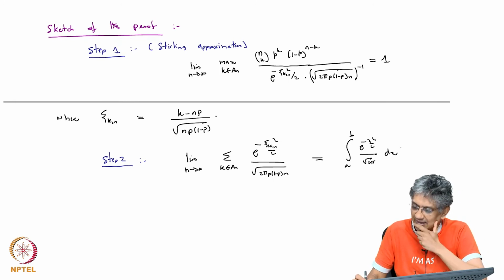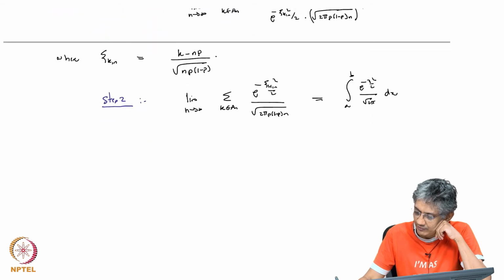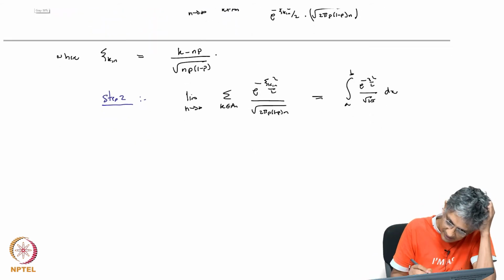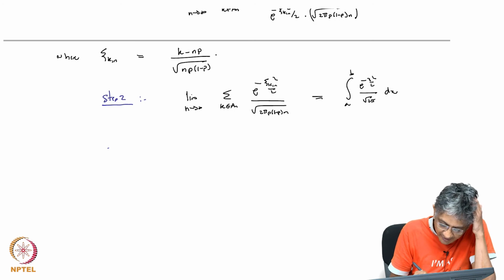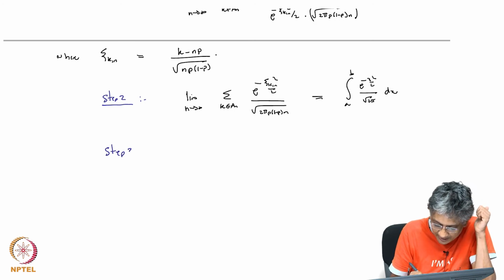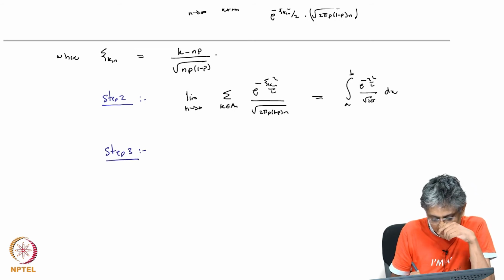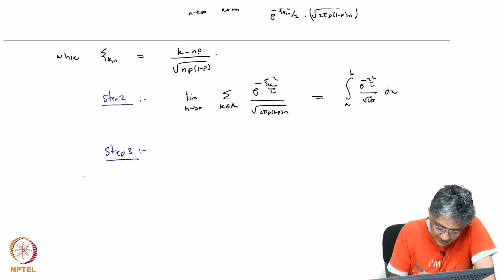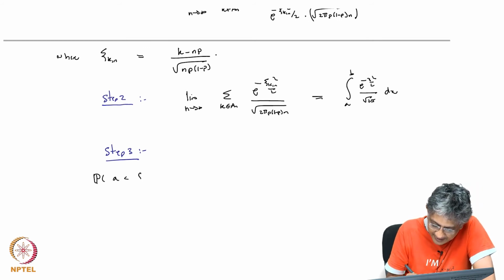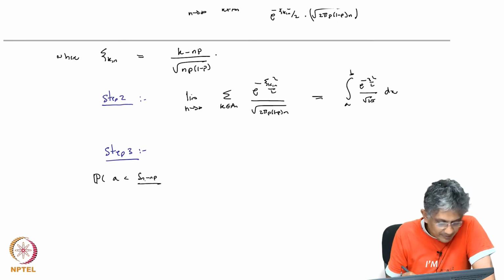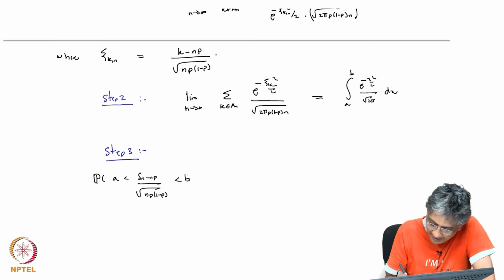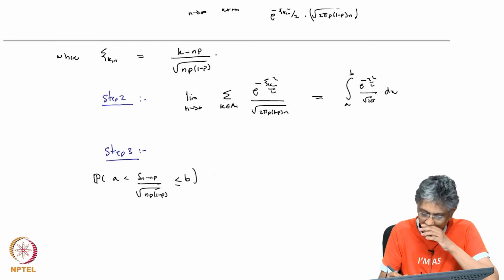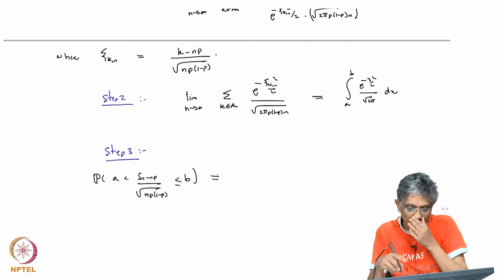So once you show these two steps, you're almost done, because then all you have to do in step 3 is just observe the following fact. This again is a little bit hard step to do, but if you just keep your head straight and the hand steady, this should work out. That is the chance that a is less than (S_n minus np) divided by square root of np times (1 minus p), less than or equal to b, is equal to, you write it appropriately to handle the top terms, right?